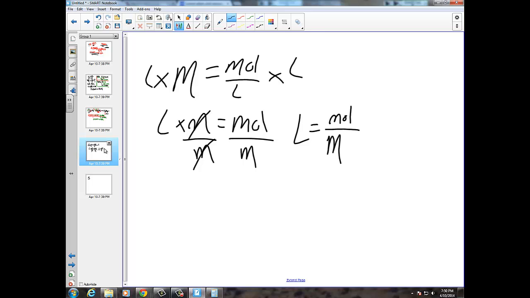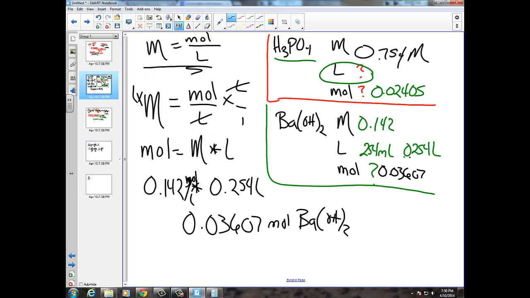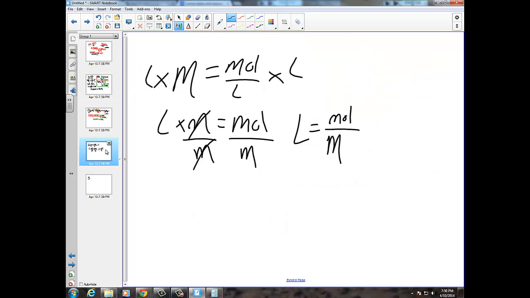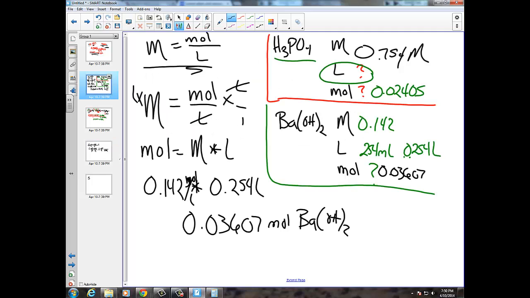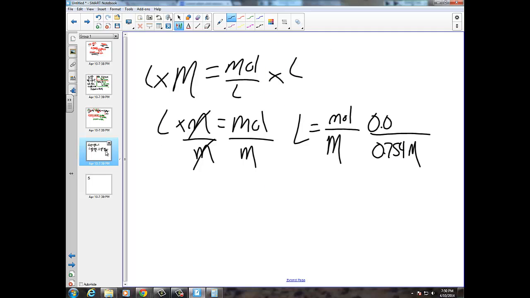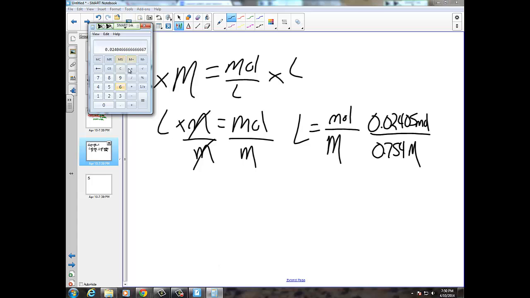Well, I know those numbers. I know my molarity is 0.754. And I know my moles is 0.02405. Moles over molarity ends up with units in liters. So I do this math. You got lots of numbers, so it's good to keep your units so you know which ones refer to which. It's also good to keep some sort of logical sequence when you're setting these up so you can go back and look at it and figure out what you did.